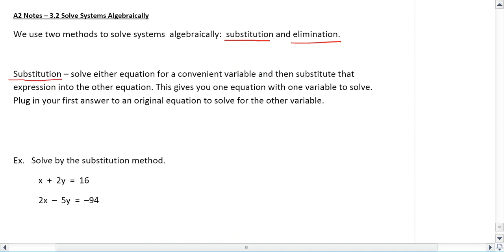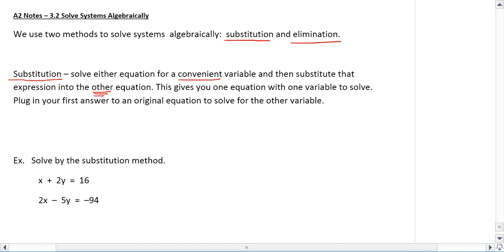When you solve things by substitution, you pick one of the variables. You solve either equation for a convenient variable. Now I said convenient because I want you to choose one that doesn't make it harder. Maybe one that's not going to give you a bunch of fractions to work with. So you solve for one variable and then you substitute that into the other equation.